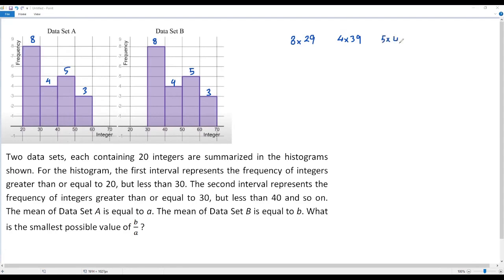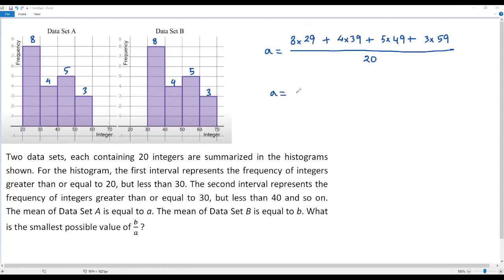5 times 49. And to get the sum of the last 3 integers, we have to multiply this 3 by the largest possible value in this interval, that is 59. So 3 times 59. Okay, here when I add them, I am getting the sum of 20 integers in data set A, and it has to be divided by 20 to get the mean of data set A. And according to the information, the mean of data set A is given by the lowercase a. So the lowercase a equals to, so this stuff.